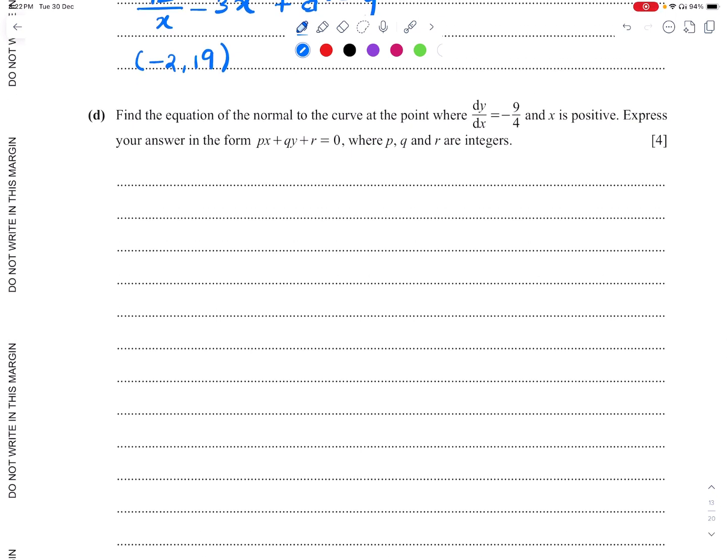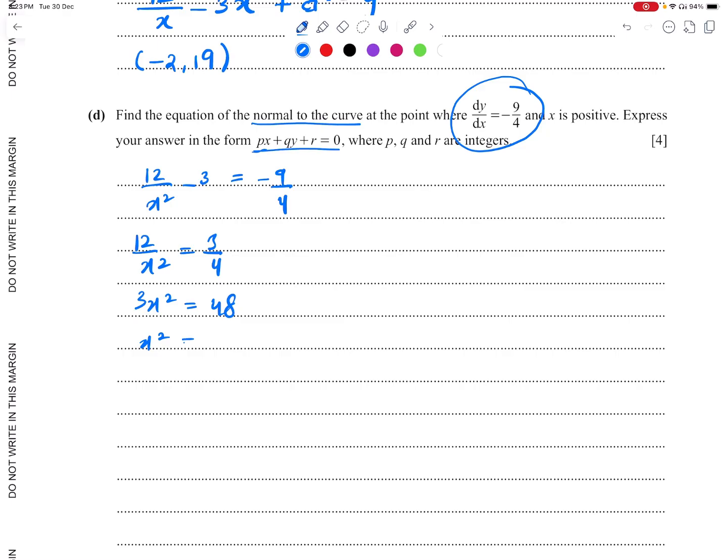Alright, now the question says find the equation of the normal to the curve at the point where dy/dx is equal to this and x is positive, express your answer in this form. The expression that we found for dy/dx was 12 over x squared minus 3. We're going to put this equal to -9/4. That becomes 12 over x squared is equal to 3/4, and 3x squared is equal to 48. x squared is equal to 16, so x is equal to 4.